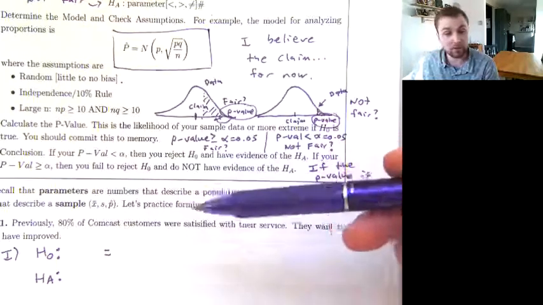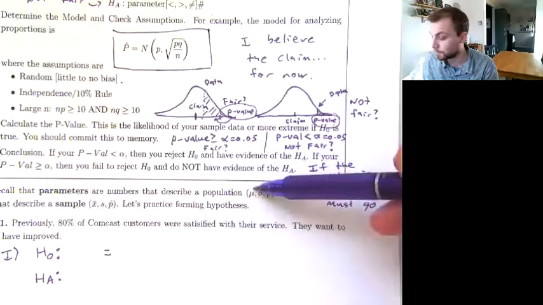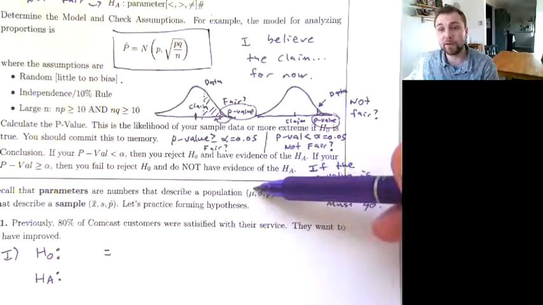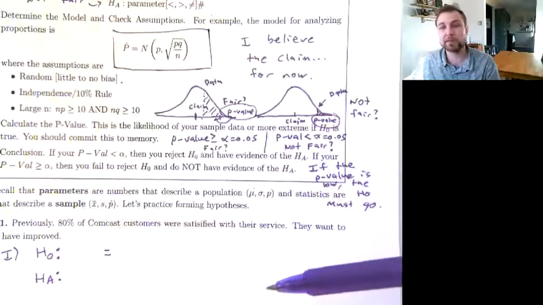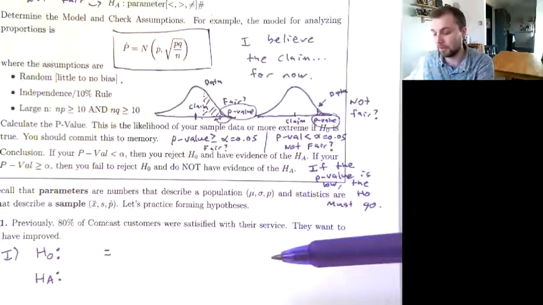So, a reminder of what those parameters are. I have mu, which I'll use if I have a claim about an average. Sigma, which I'll use if I have a claim about a standard deviation. And p, this is my symbol if I have a claim about a percentage. So let's look at this problem and see which symbol I should be using.